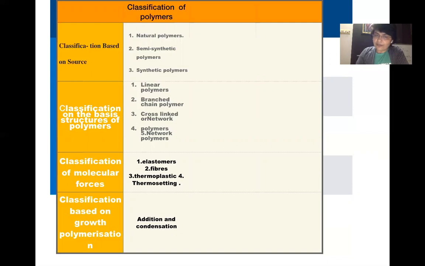Classification on the basis of molecular forces: once the polymer is made, how are these polymers attracted to each other, through which type of intermolecular forces? We are going to see it in this chapter. Then how are they combining? What is the mode of combination, the mechanism? We find 2 types of mechanism. One is addition reaction, second is condensation. We'll see what is there in addition and in condensation.